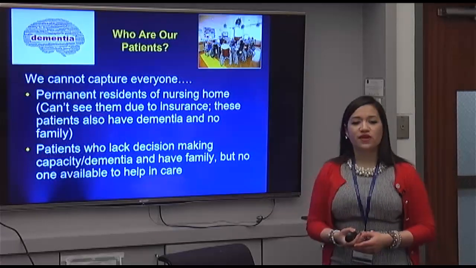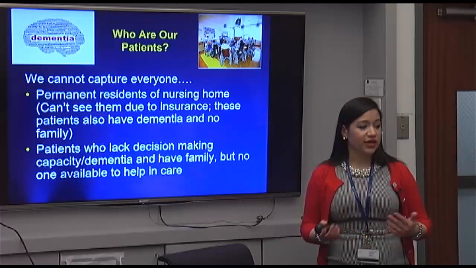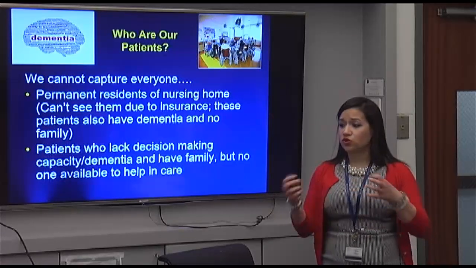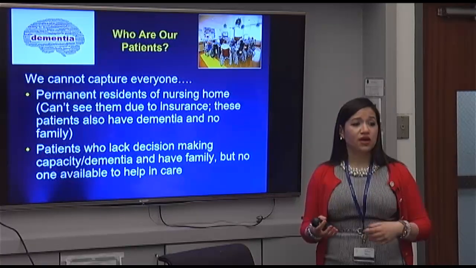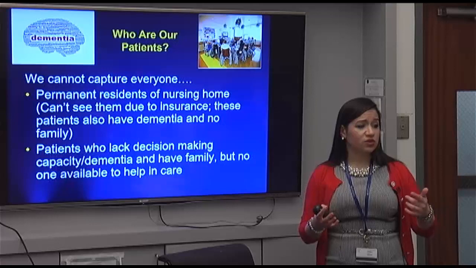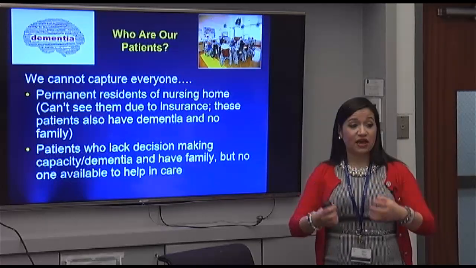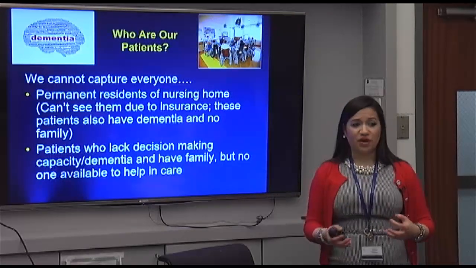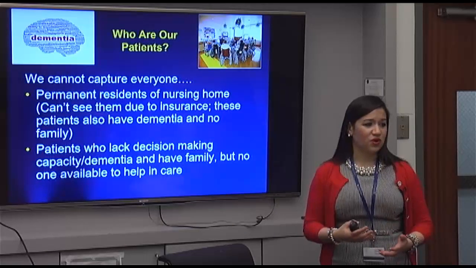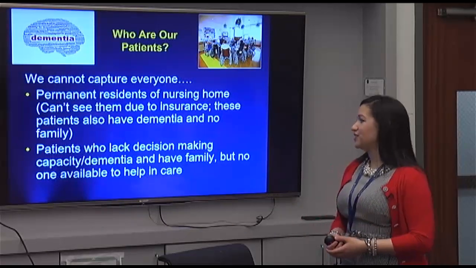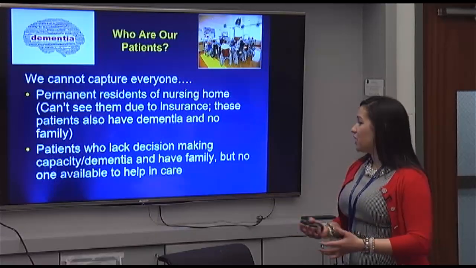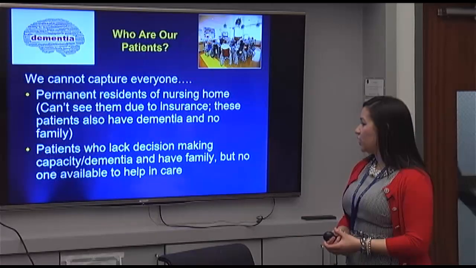So permanent residents of nursing homes, unfortunately, we can't see them because the nursing home controls the Medicare. So theoretically, the patients are supposed to be getting the bone density and treated for osteoporosis. They're supposed to get that from the nursing home. Unfortunately, we'll speak with the nursing homes and it doesn't get done. So that's unfortunate.